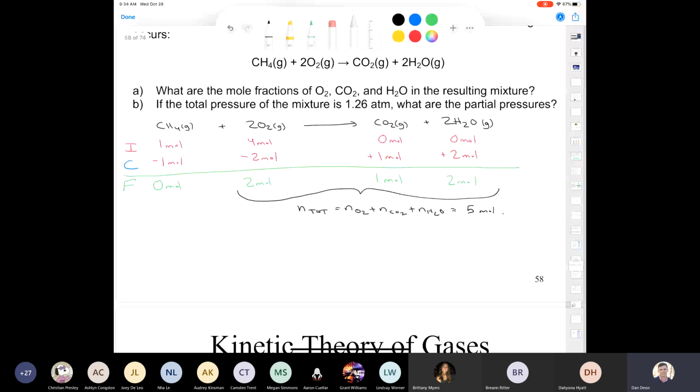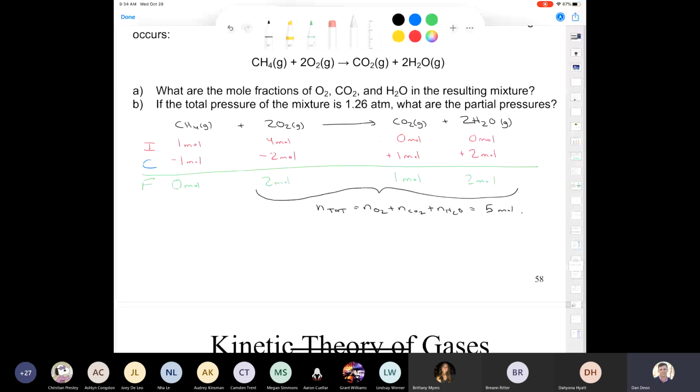Anyhow, here we go. So now, if I want to figure out what the mole fraction of oxygen, carbon dioxide, and water are, all I have to do is take the number of moles of oxygen, carbon dioxide, and water and divide that by the total number of moles.